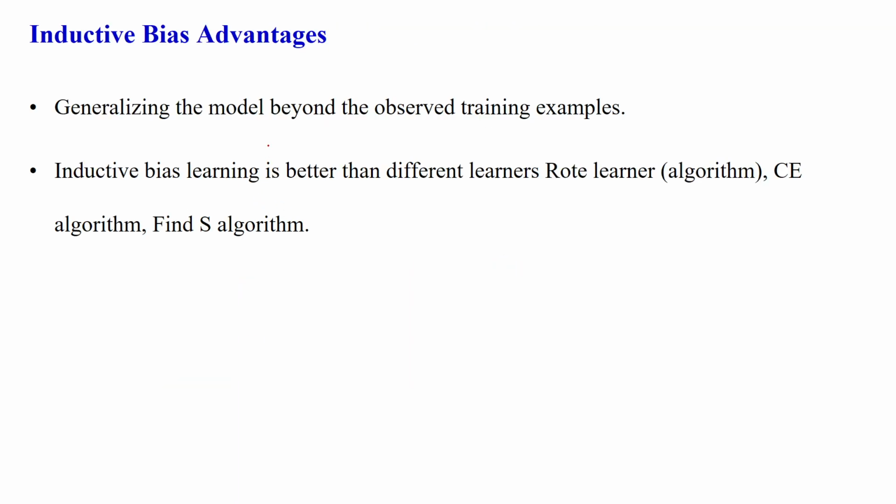Here the advantage of the inductive bias system is that it provides a generalized model. That means it will identify the newly incoming testing sample, or unobserved sample, perfectly, better than a biased-free or unbiased hypothesis learning system. And the inductive bias learning system is better than different learners in concept learning, like the rote learner, candidate elimination algorithm, and Find-S algorithm. It is better than these algorithms.